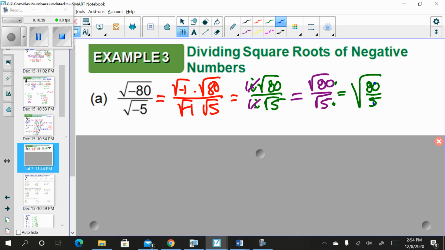But what's 80 divided by 5? Can you think about that for a sec? Divide that on your calculator. That's 16, isn't it? So actually, it's easier to divide first and then take the square root and get our final answer. So square root of 16 is 4. So it's a little bit faster.